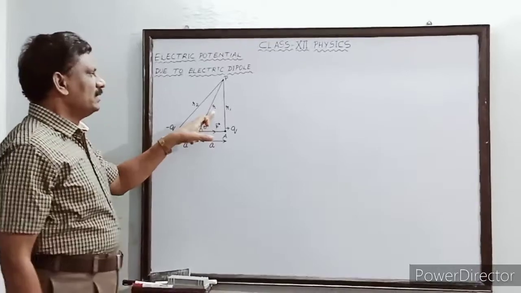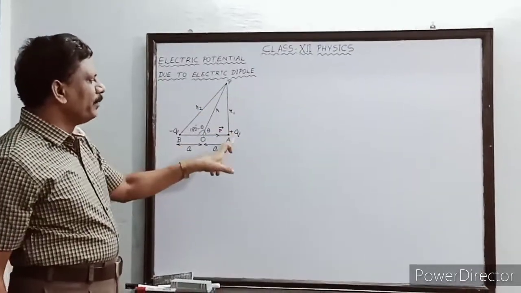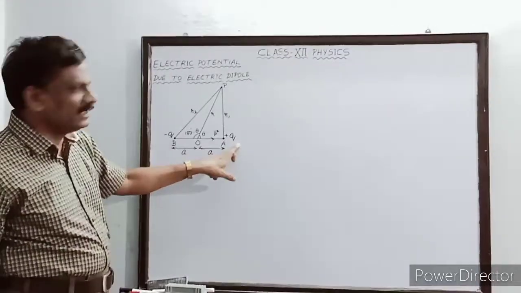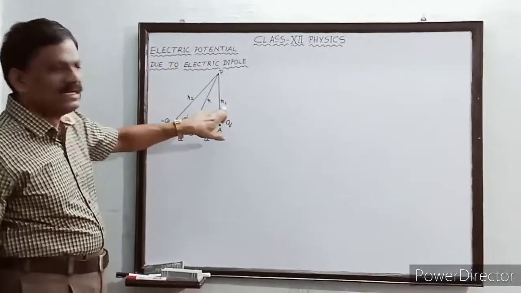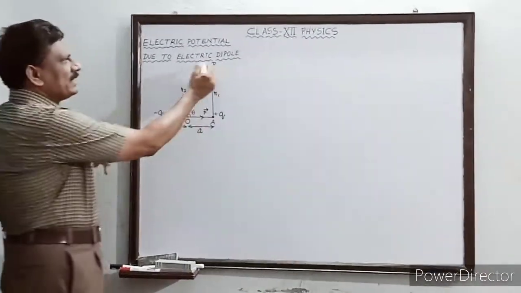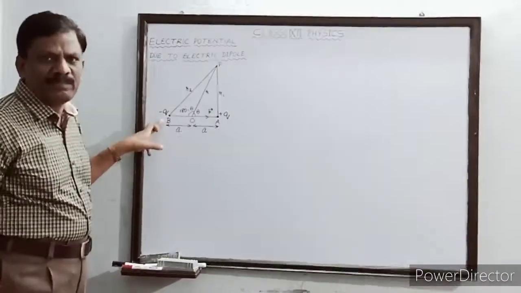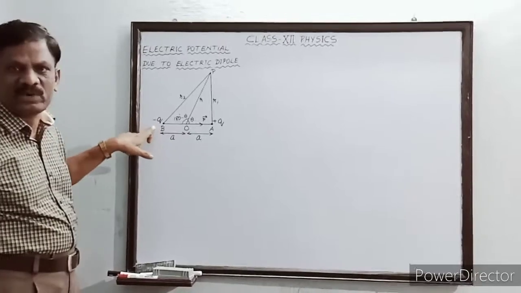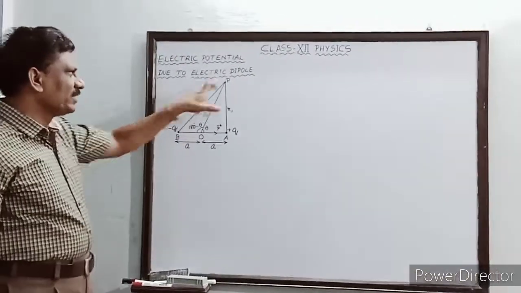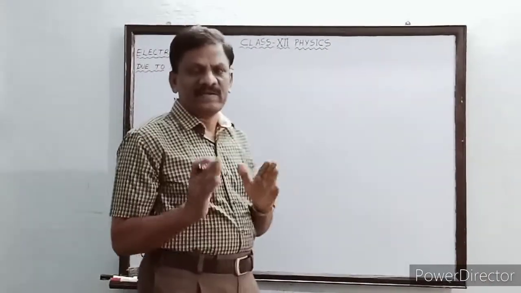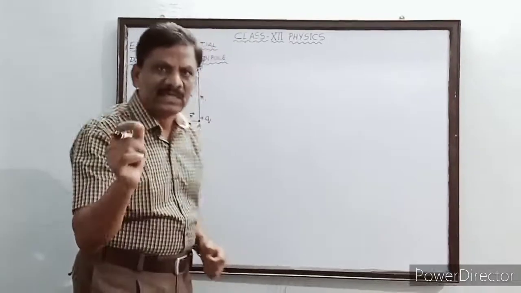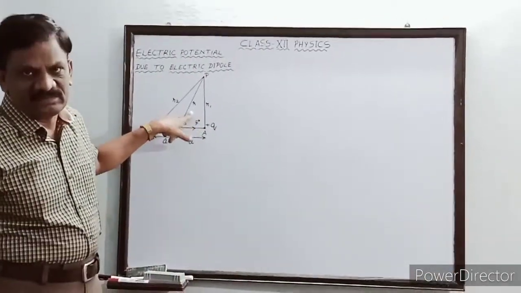Okay. Similarly, I have joined the point P to the point A where plus Q is located, and this distance PA is denoted as R1. Similarly, the distance of the point P from B where minus Q is located is denoted as R2. Okay. But actually we are supposed to derive an expression for the electric potential at the point P in terms of the distance R.